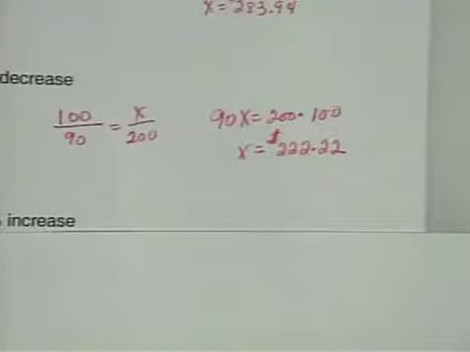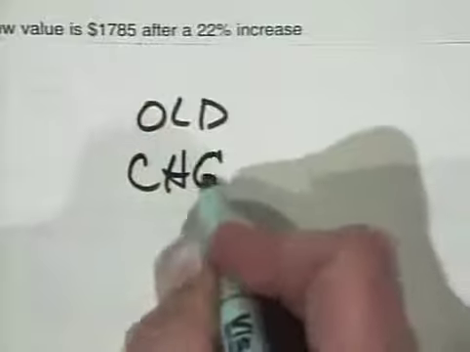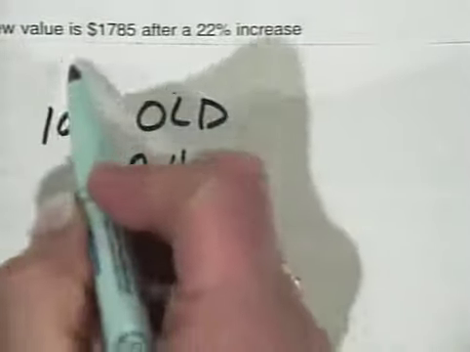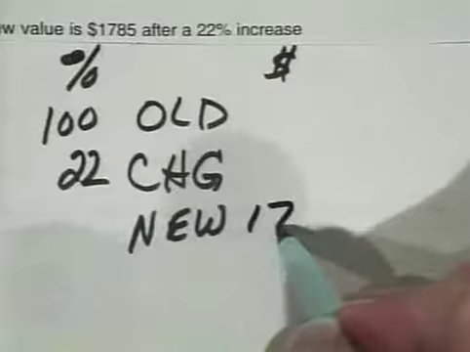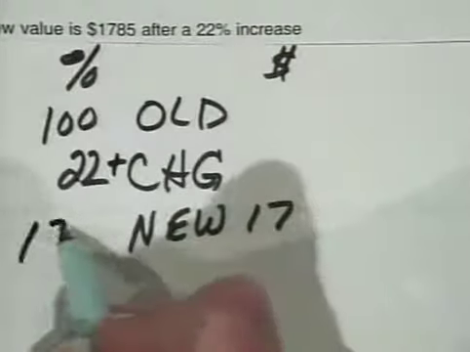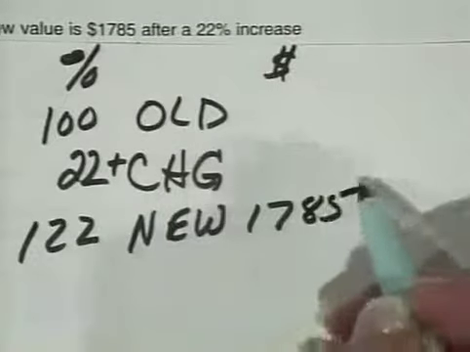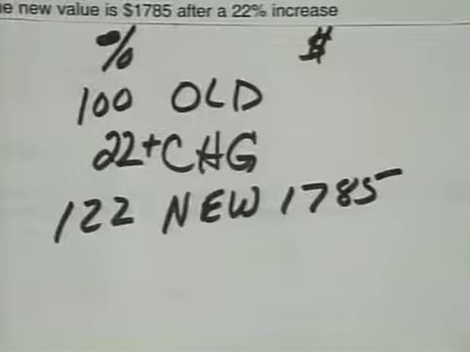B. I've got a new value of $1,785. That new value represents an increase of 22% from the original amount. Let's see if we can get it set up. Am I adding or subtracting in the percents? It's an increase. Is that all right? I'm going to ignore the middle.